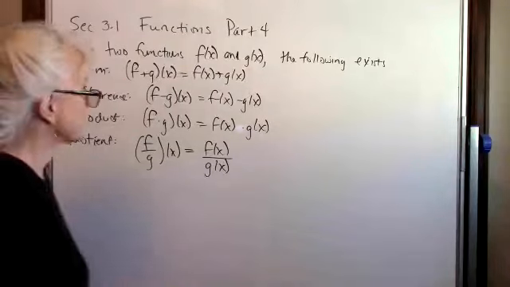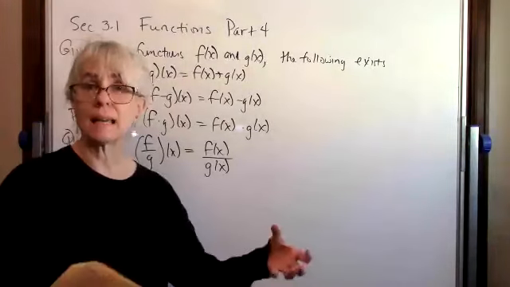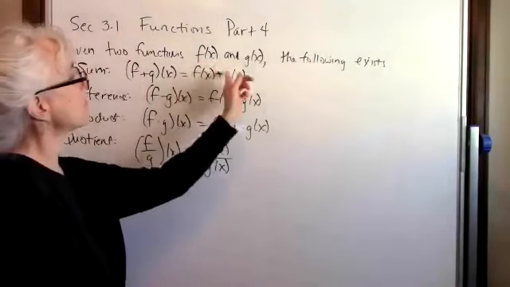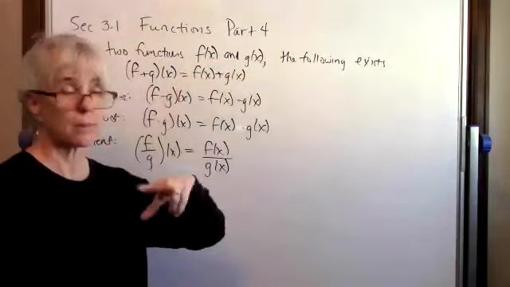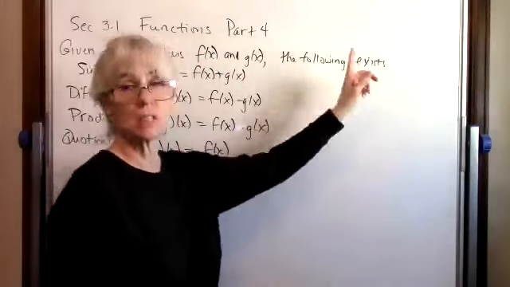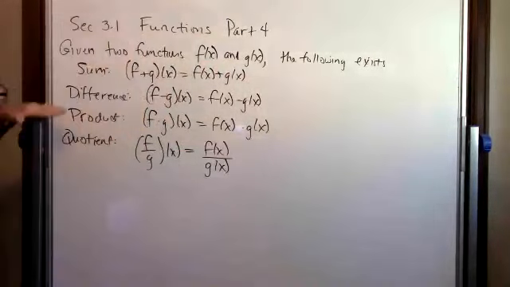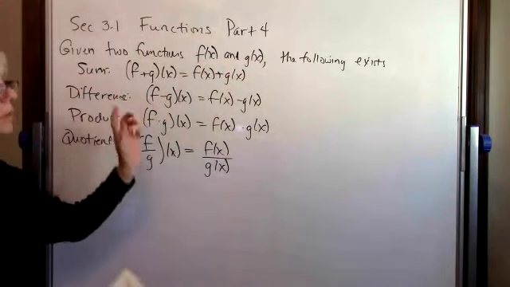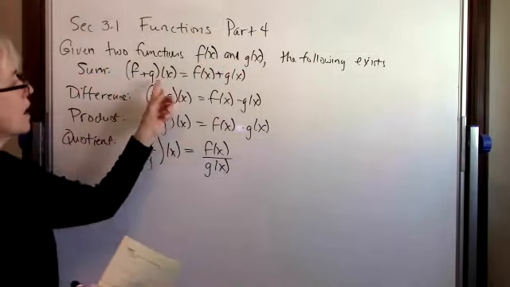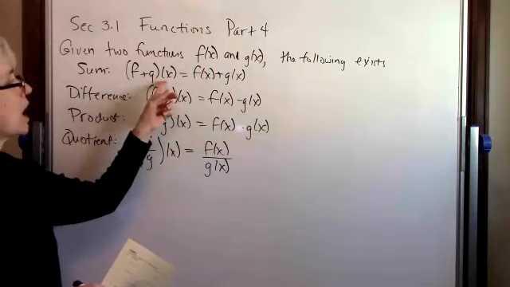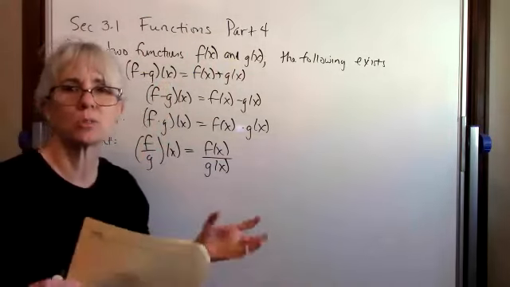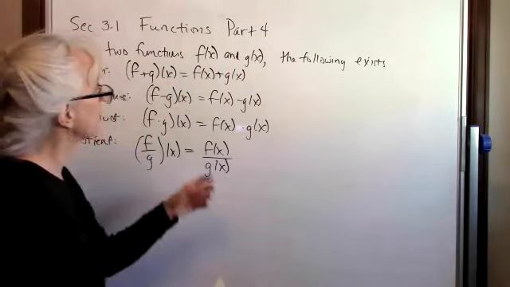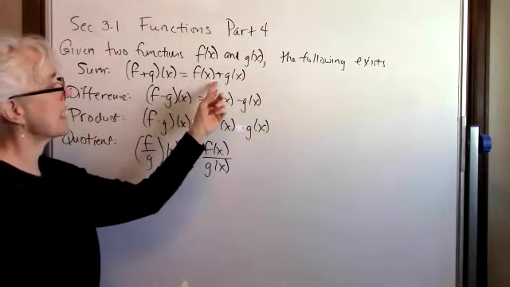So in part 4 of section 3.1, we talk about combining functions together. Essentially, if you're given two different functions, f of x and g of x, then the following definitions exist. In other words, we can sum or add those two functions together. The notation says in parentheses f plus g of x. Again, it does not mean to multiply by x. It means of x, that's the variable we're talking about. So it simply means that I can take f of x and add g of x to it.